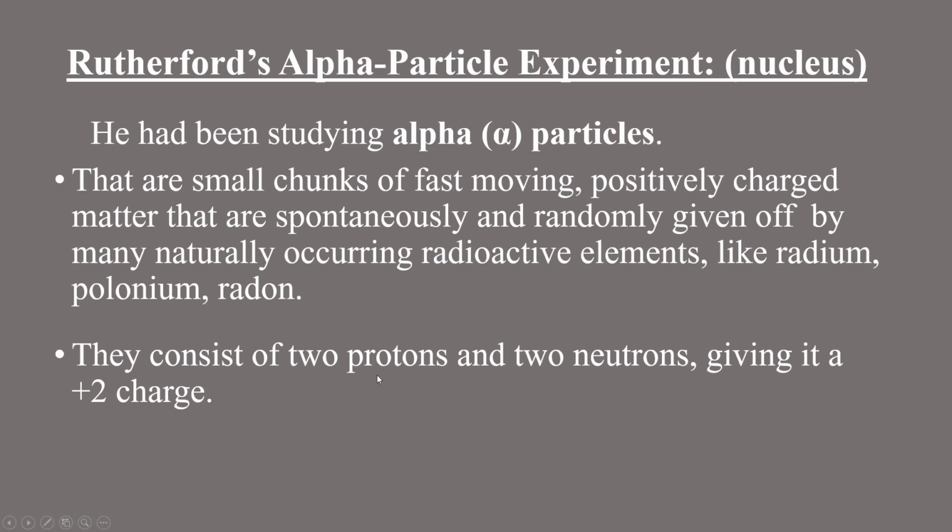Alpha particles consist of 2 protons and 2 neutrons, giving them a charge of positive 2. Remember, the charge of 1 proton is positive 1, and 2 protons will be positive 2. For neutrons, there is no charge. So if alpha particles only consist of protons and neutrons, then the charge of the alpha particle will be positive 2. Another thing that you need to remember about the properties of the alpha particle is that they are small in size, fast moving, and positively charged.